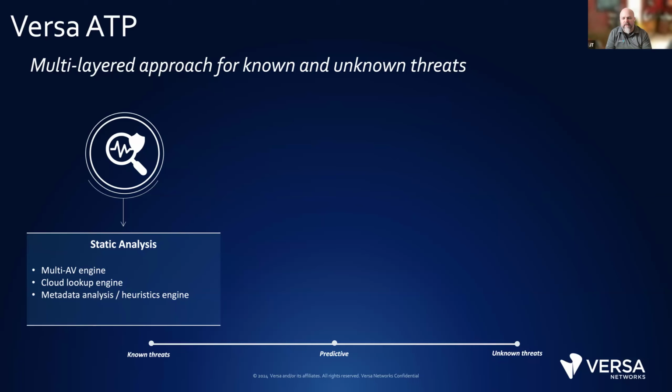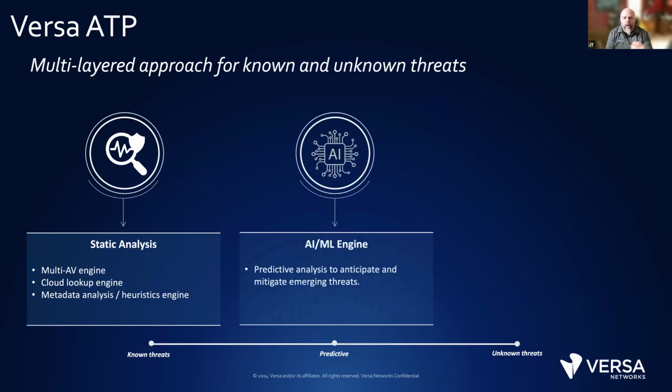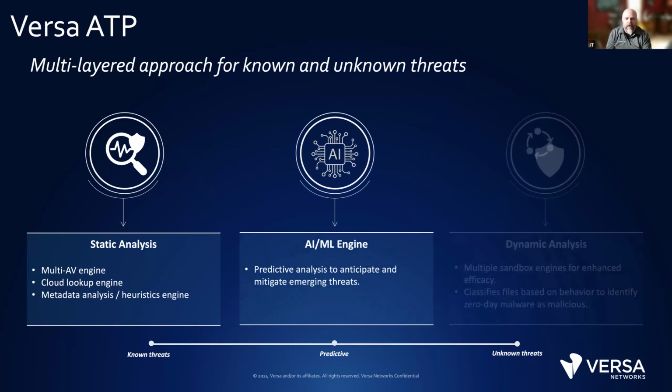We can also do metadata analysis, right? With the heuristics engine to go along with that, the numbers to once again help create a confidence score on whether or not this is good or bad, malicious, benign, or anything of that nature. We have an AI/ML engine that's built in with this. So upon all of that, we can start doing predictive analysis to be able to anticipate and mitigate the emerging threats that are out there.